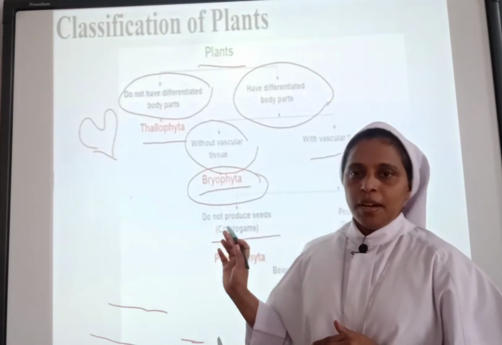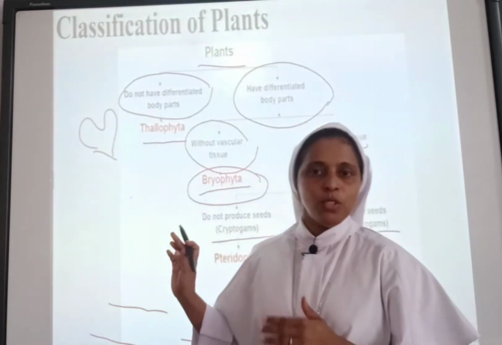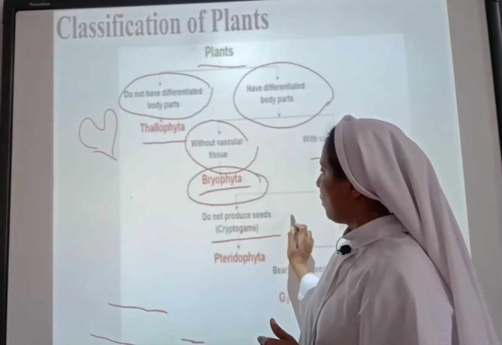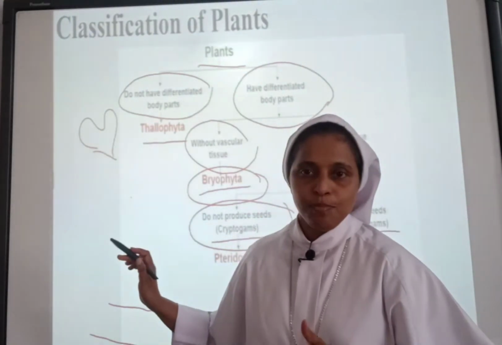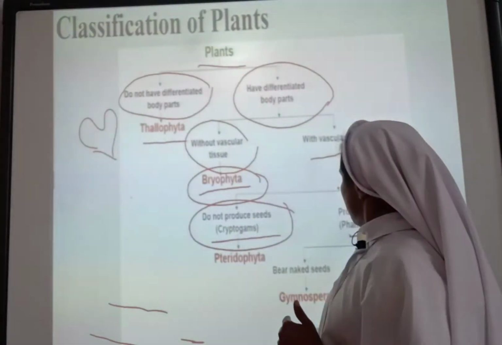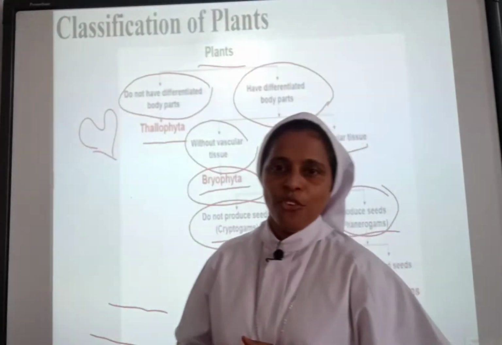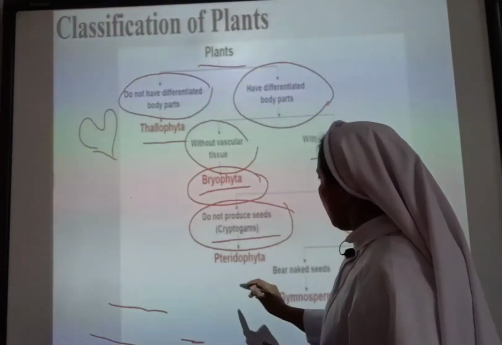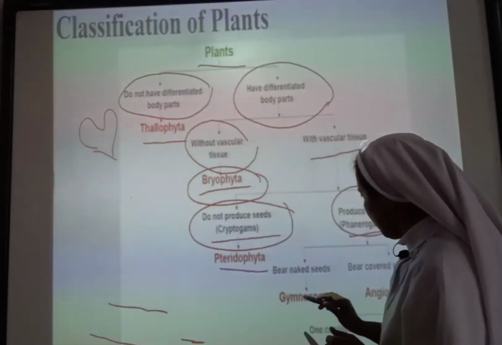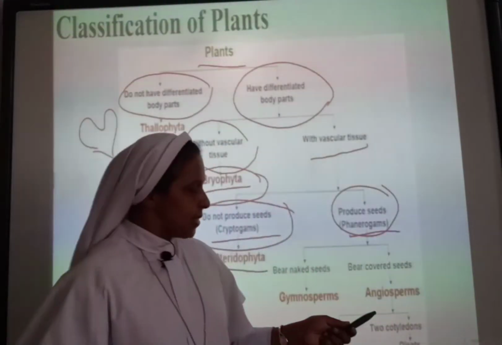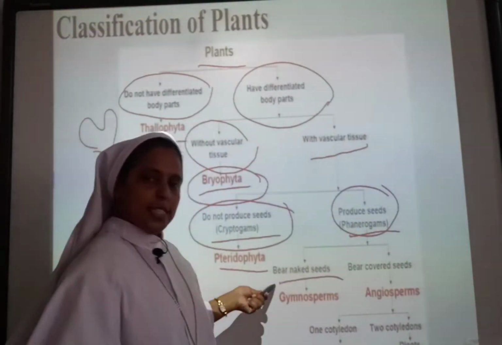So some plants produce seeds, some do not produce. Based on that they have classified. Do not produce seeds means they come under the category of cryptogams. Do produce the seeds, they come under the category of phanerogams. And for the cryptogams we have pteridophytes as an example. Then the next one is bare naked seeds.